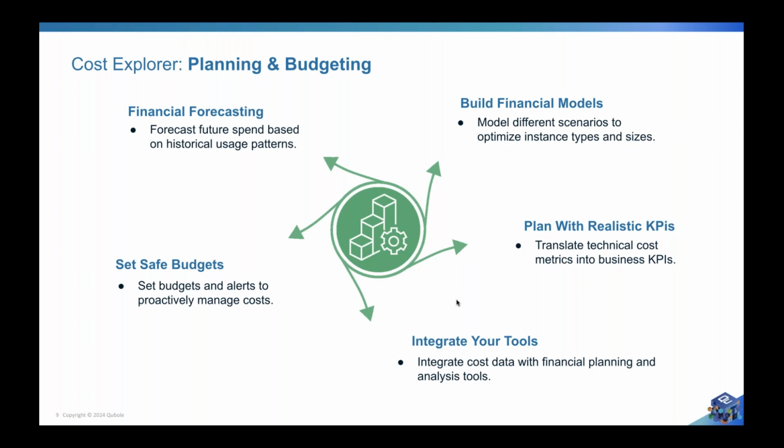Plan realistic KPIs where you can see what your KPIs are, where you can give certain budgets to your organizations, and based on that you can track them, if there are cost savings which are going up or going down. Set safe budgets: you can have budgets which are allocated, and at the same time have alerts for those budgets, making sure that you don't cross them beyond a limit.